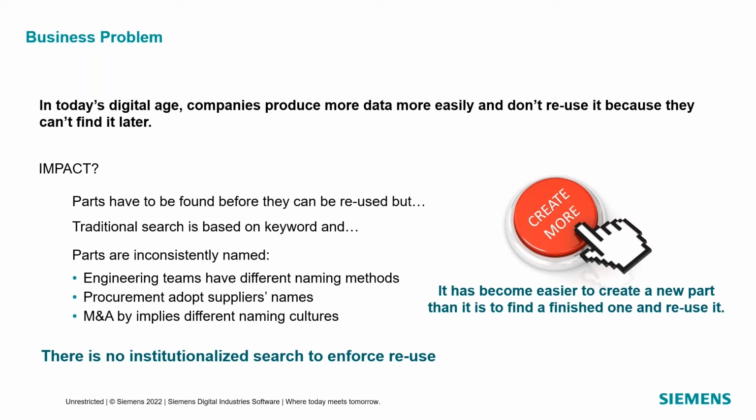Most people would agree that it makes sense to make use of work that you've done before. No one likes to work twice. But the problem is that parts have to be found before they can be reused. And traditional search is based on keyword. If the parts are named inconsistently, and this is notorious in virtually all engineering practices, then we're not going to be able to use traditional search to find our parts.